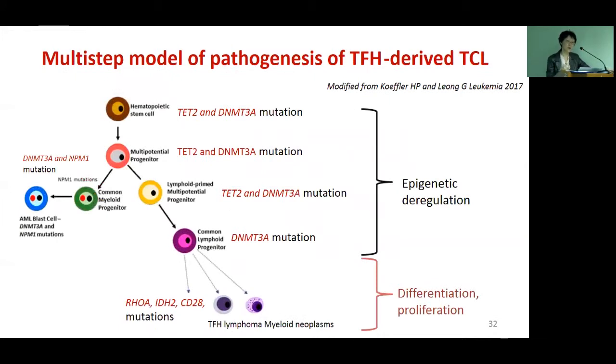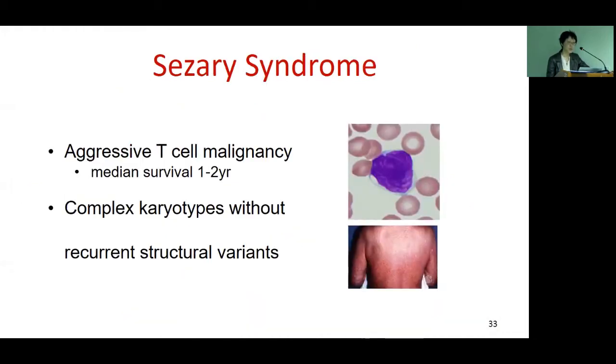So it seems like if you put some of these data together, what has been shown to be relevant in TFH-derived T-cell lymphomas, which may be an effect in other T-cell malignancies, is that there are genes that regulate the epigenetic machinery, the TET2, DNMT3A, and NPM1 mutations that are acquired early on during the hematopoietic and multilineage process. And then mutations that occur later on, such as the RHOA, IDH2 and CD28, might be impacting the differentiation and proliferation pathways that are required for the full-blown pathogenesis of these.